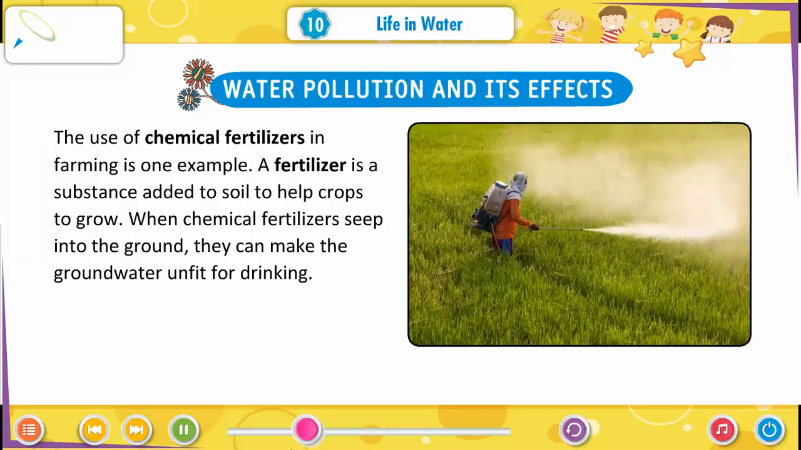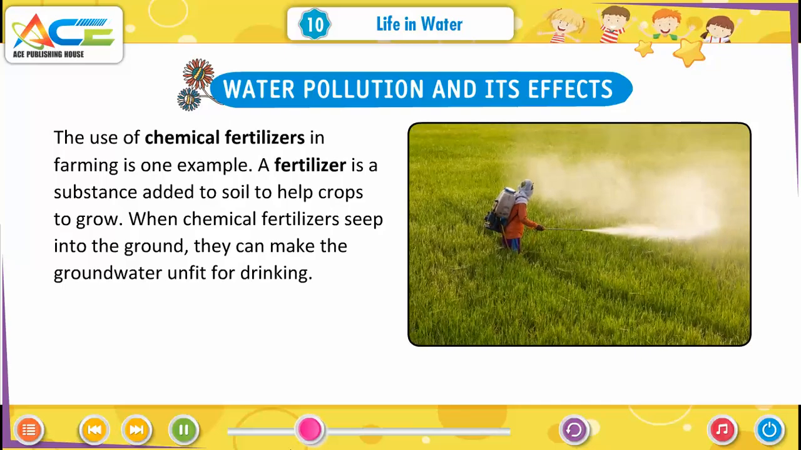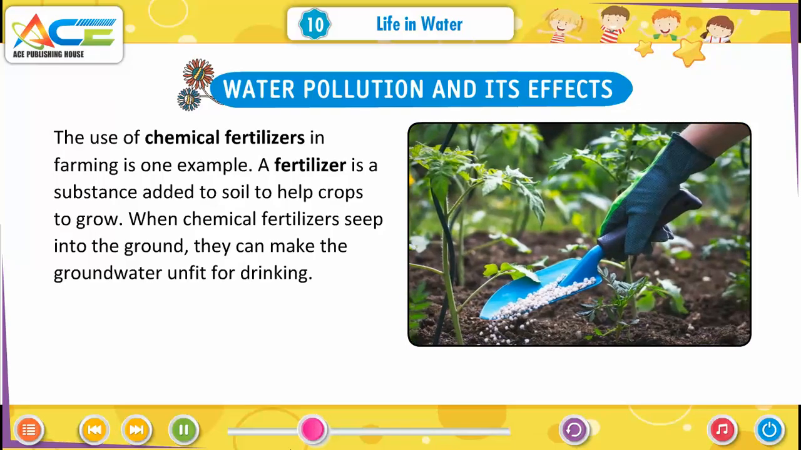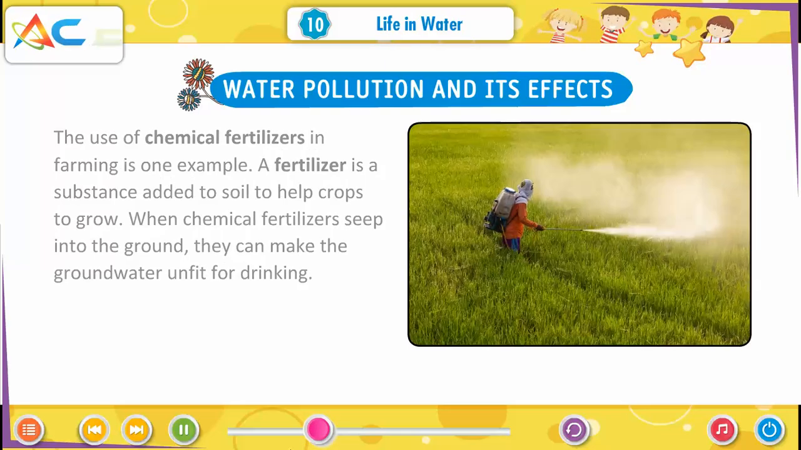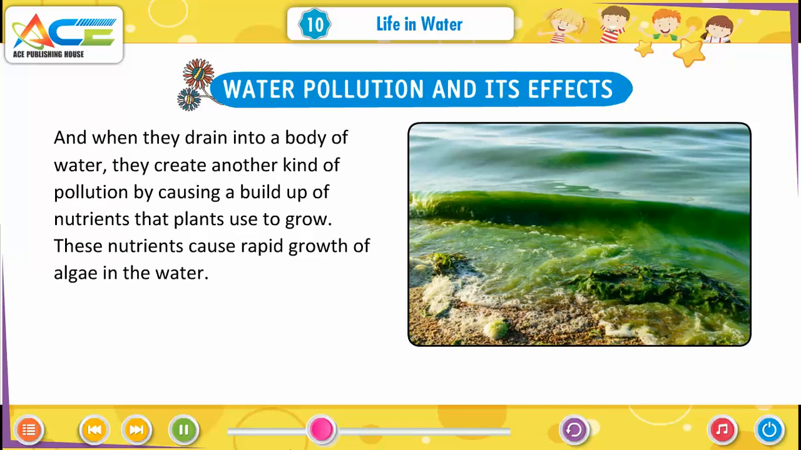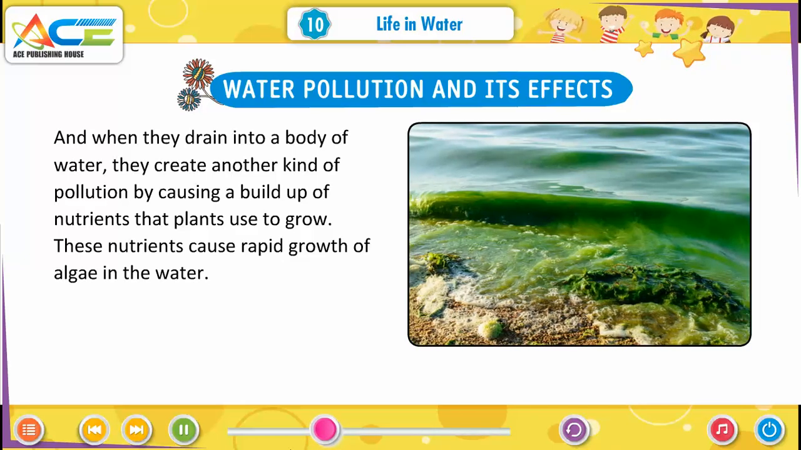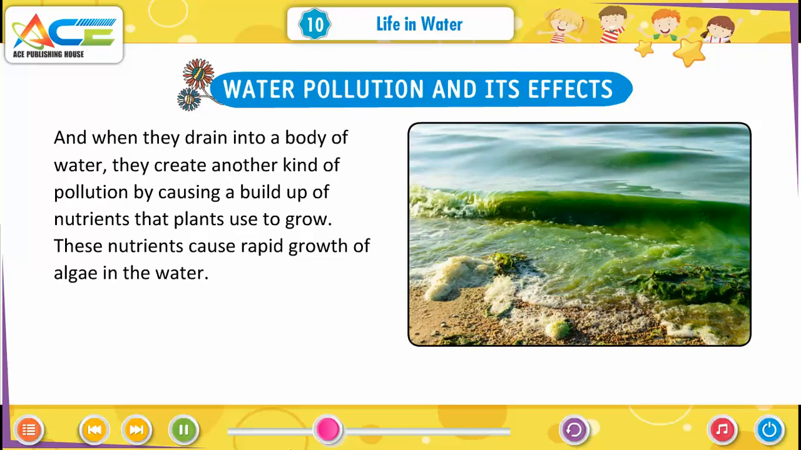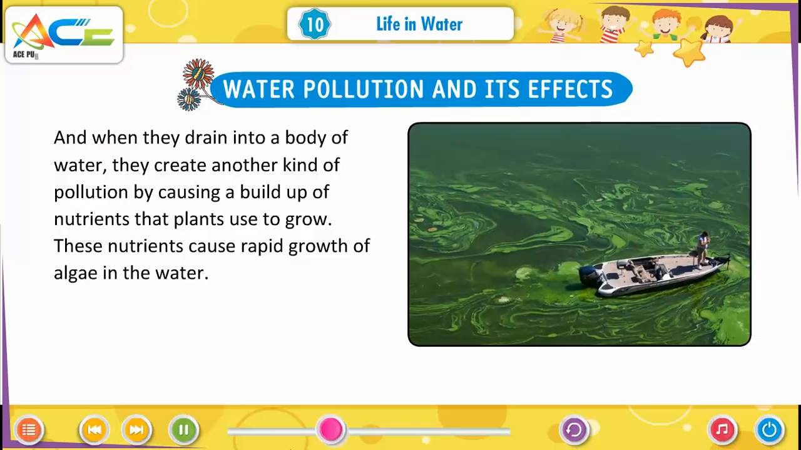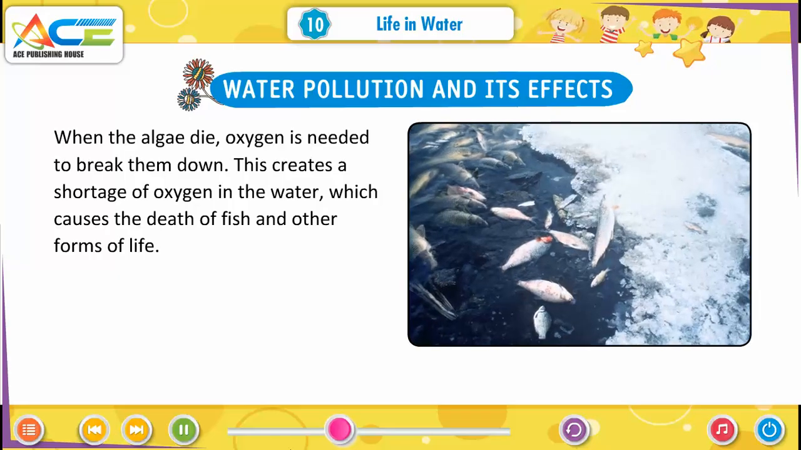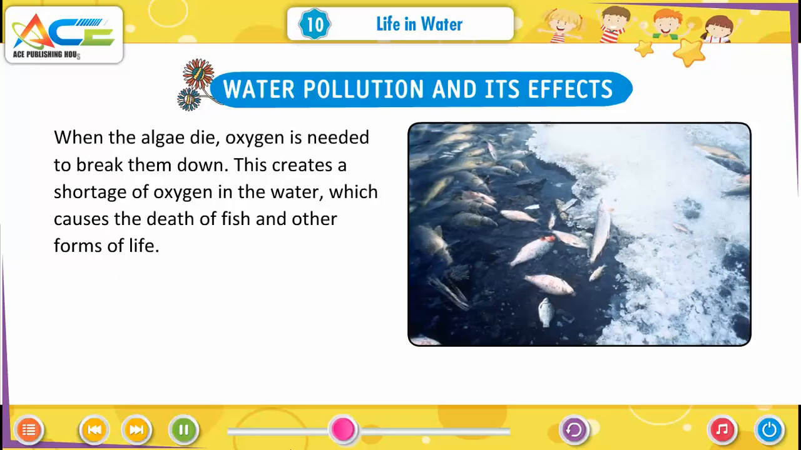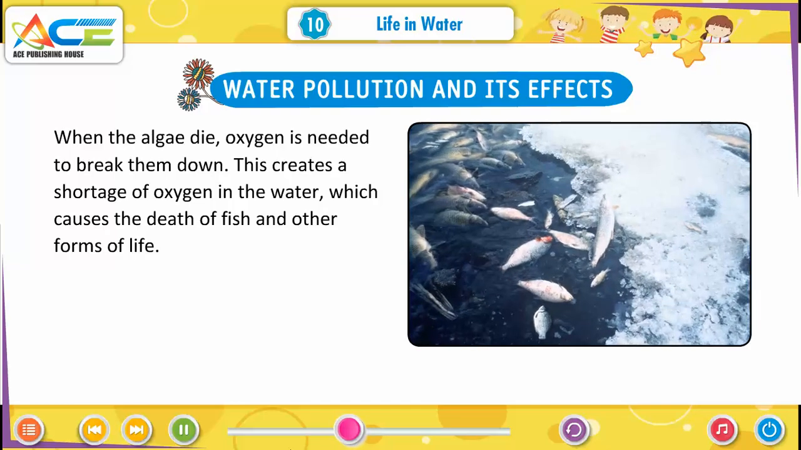A fertilizer is a substance added to soil to help crops to grow. When chemical fertilizers seep into the ground, they can make the groundwater unfit for drinking. And when they drain into a body of water, they create another kind of pollution by causing a buildup of nutrients that plants use to grow. These nutrients cause rapid growth of algae in the water. When the algae die, oxygen is needed to break them down. This creates a shortage of oxygen in the water, which causes the death of fish and other forms of life.